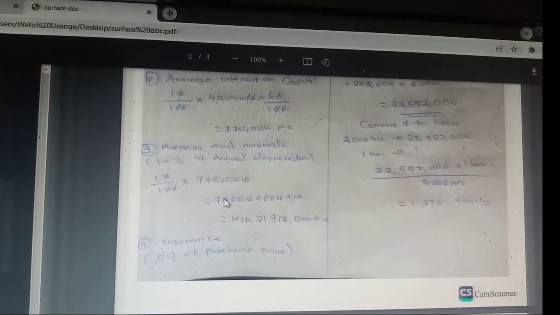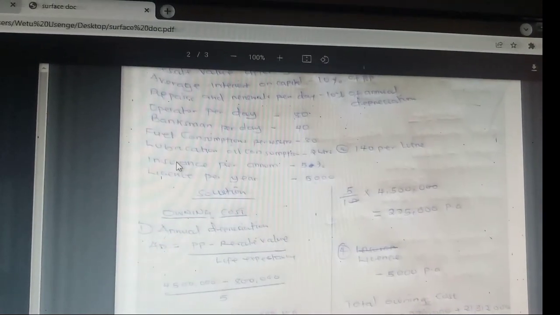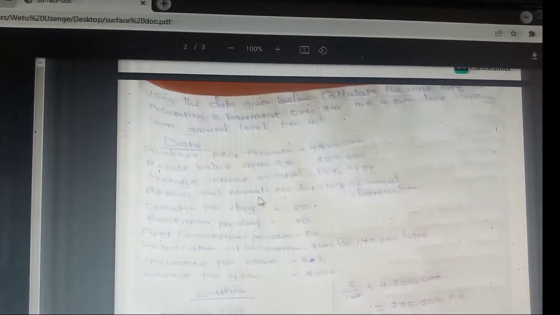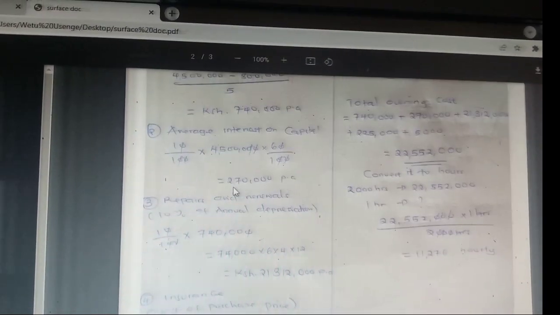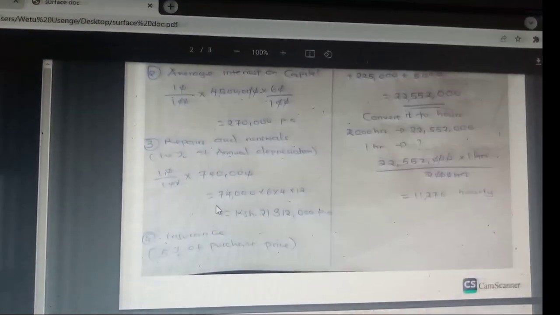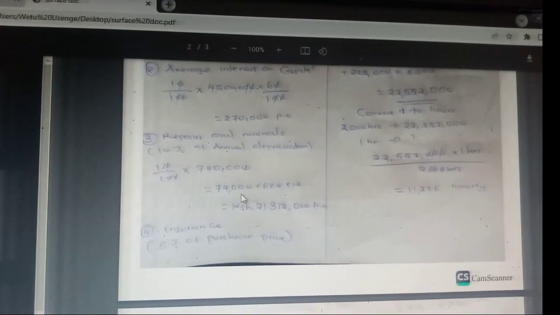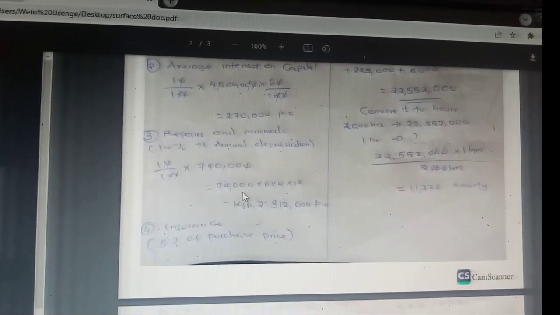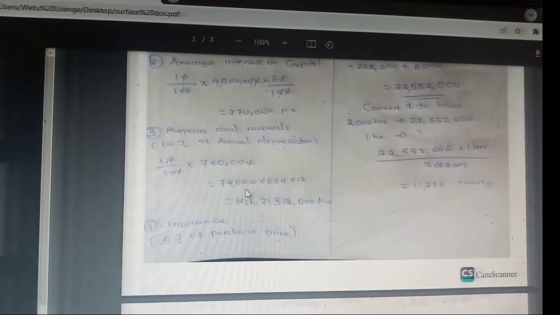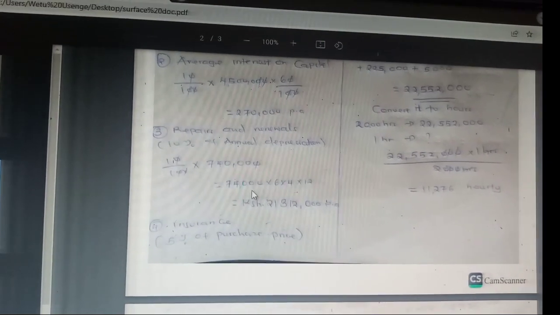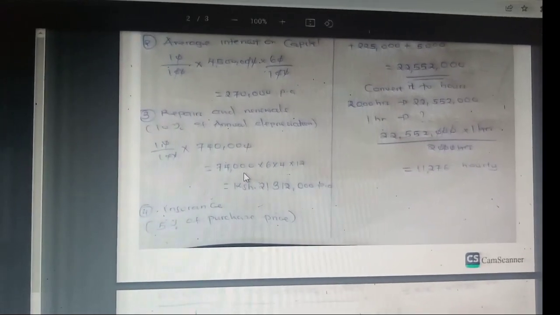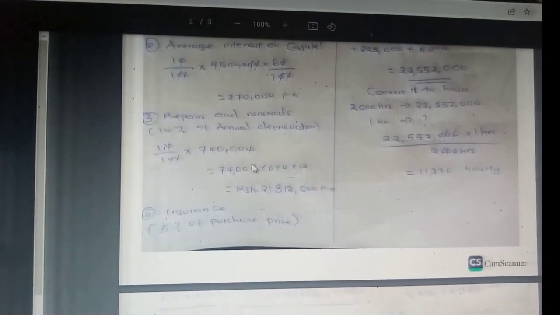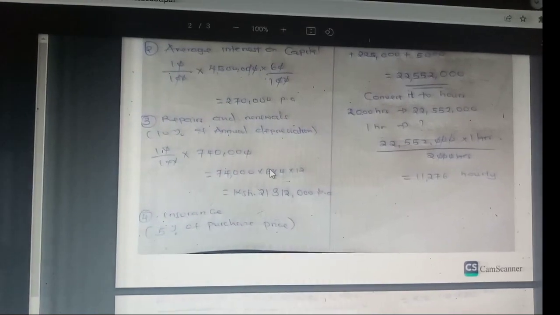10% of that will be 74,000. But we were told in the question that repairs and renewals are done on a daily basis. So the value we've gotten here, 74,000, is the cost of doing the repairs and renewals of the machines on a daily basis. But we need to convert it into years. So you multiply it by 6 to convert it into weeks.